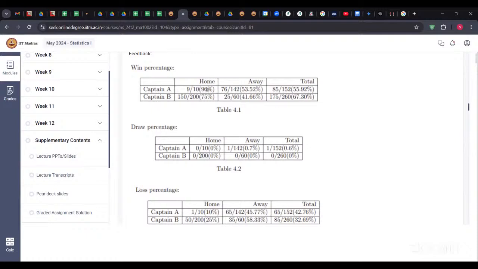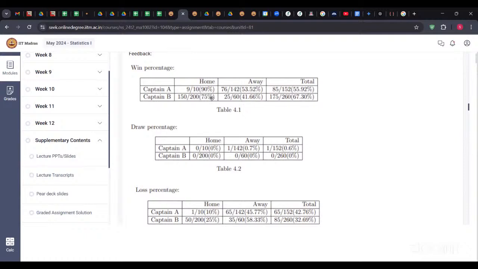So if we see differently, the observation is different. But if we take it as a group, home is a different group, away is a different group, right? So if we calculate the total of home and away, we see that the winning percentage of captain A is less than captain B. But if we see individually, the winning percentage of captain A is much more than captain B. You getting my point? Yes, ma'am. Now I get it.